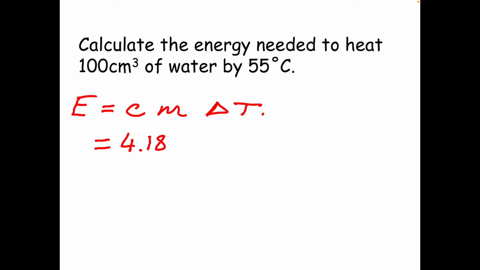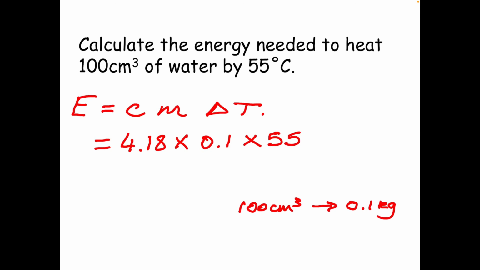They would give you the value for C. The mass is obviously 100 centimetres cubed of water, but we needed to do something to that first before we were able to use it in this equation, and that was change into kilograms. So 100 centimetres cubed of water is the same as 0.1 kilograms. So our M here would be 0.1. The change in temperature is 55 degrees Celsius because it's telling you that you're heating that by 55 degrees Celsius.